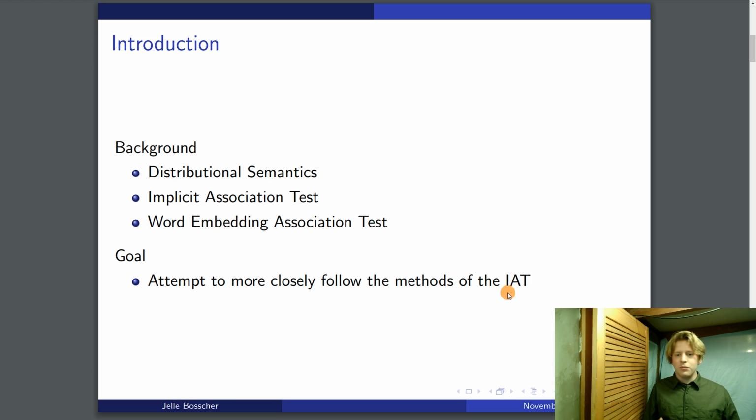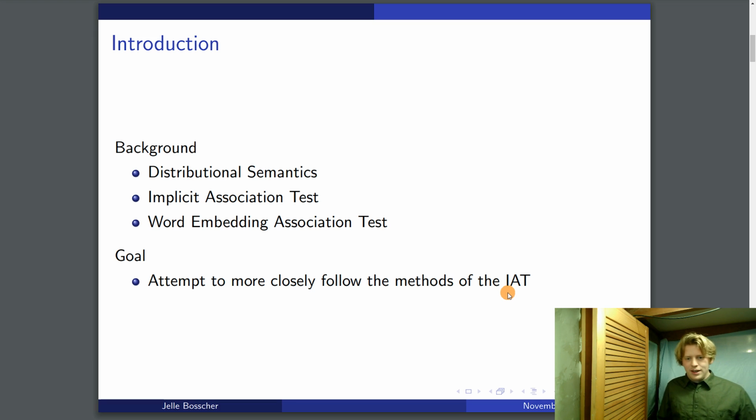And it's exactly the word embedding association test by Caliskan et al. in 2017 that showed that this is actually the case. They used the IAT as a reference and showed that the implicit associations that the implicit association test recognized are also present in distributional semantics, or word embeddings.